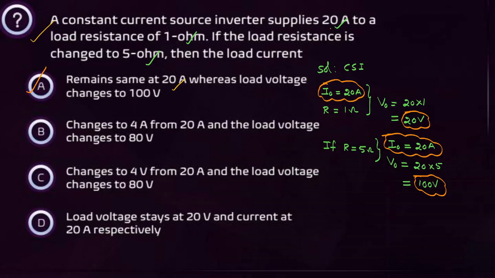Initially, current is 20 ampere, resistance is 1 ohm, voltage is 20 volts. Now, resistance is 5 ohms. Current remains the same. 5 into 20, 100 volts. That is, there is no change in the current, only voltage will change. Current remains the same, but voltage becomes 100 volts.